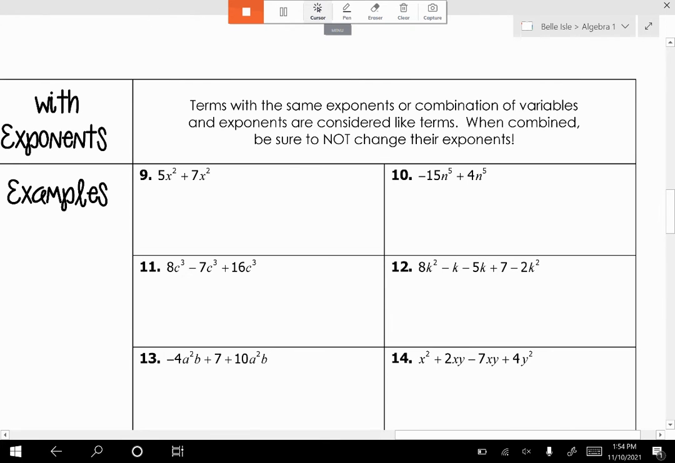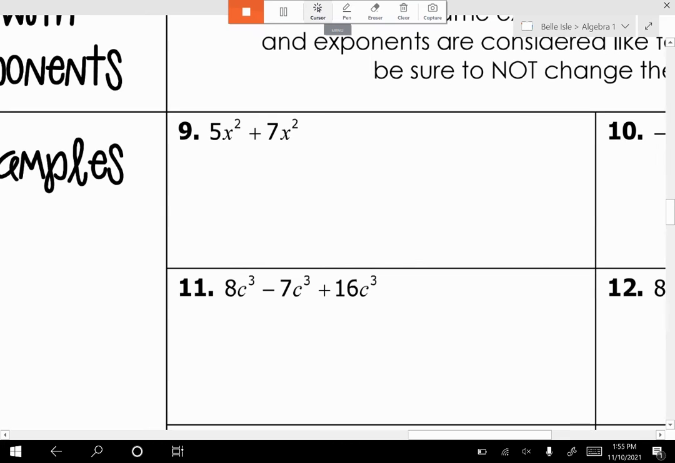Now, we have some terms with the same exponents or combinations of variables and exponents, which are considered like terms when combined. Be sure not to change their exponent. Now we are working with higher degrees. We have been working with linear equations, only to the degree of 1. To the degree of 2 are polynomials, specifically a quadratic or a binomial, because they have 2. Don't worry about it.